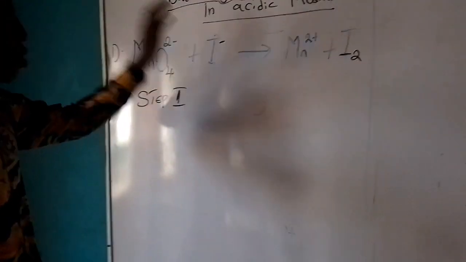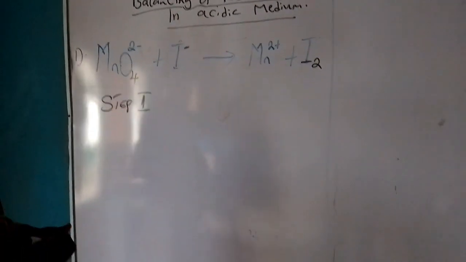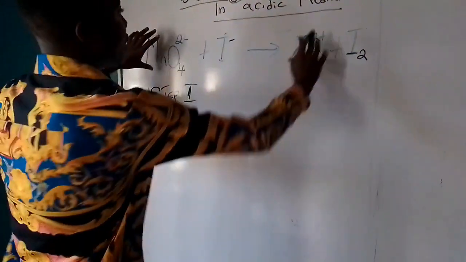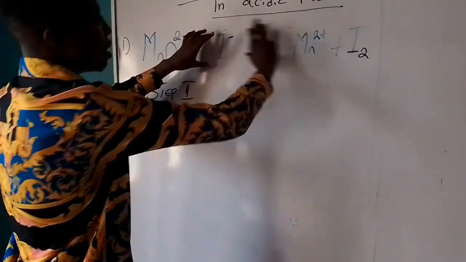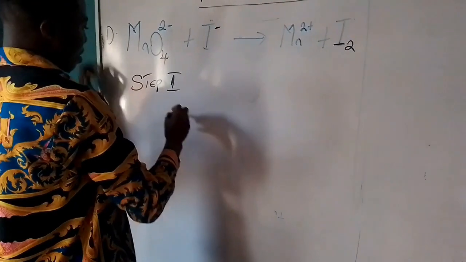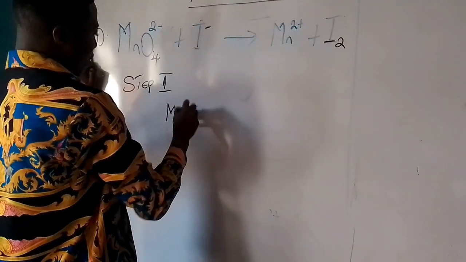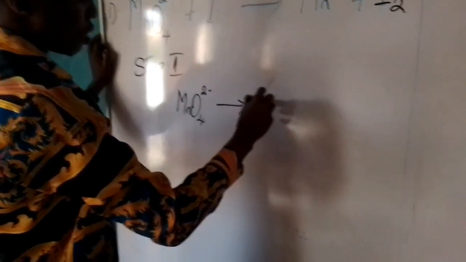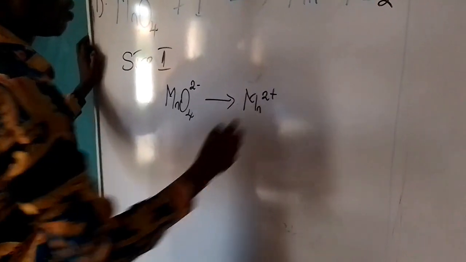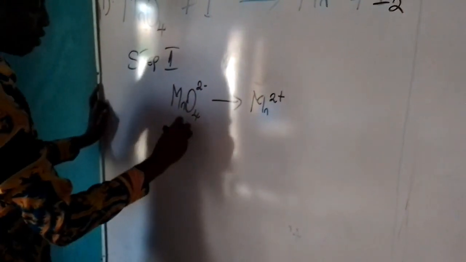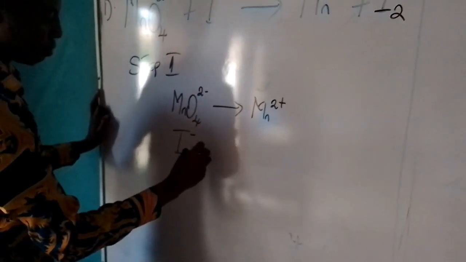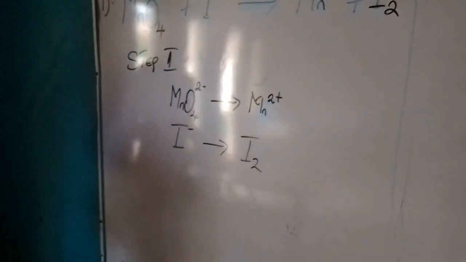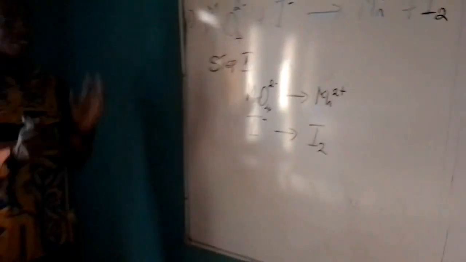In step 1, first thing first is for you to split this particular reaction into 2. We bring this and call it 1, and we bring this and this and call it 1. So let's split it. Bring this, then we'll have this. This is the first step. You can see how easy it is.